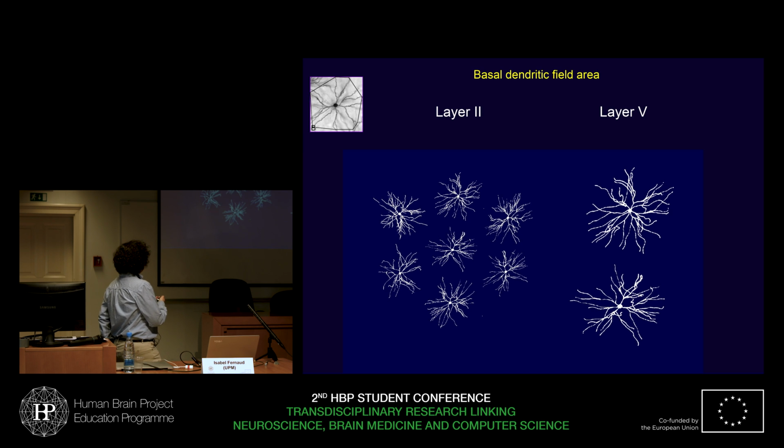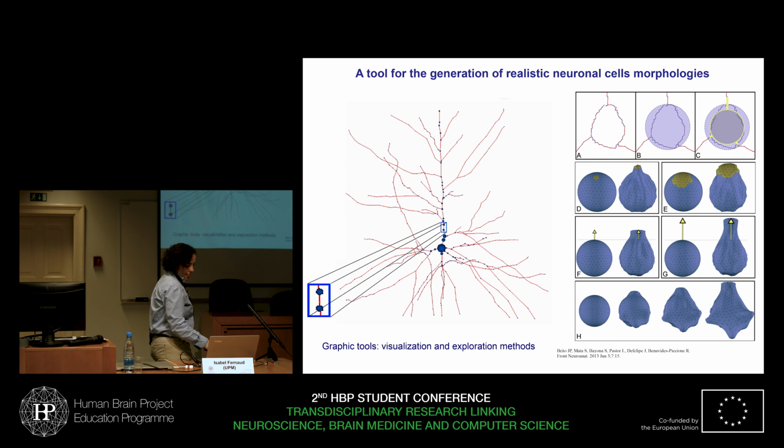Also, you can study the differences between layers, as I explained before. So if you compare layer 2 and layer 5, we can see that the area covered by the dendrites is very different, and this speaks about the different integration of the information, as you must remember that the dendrites are the main input for the neuron. These are the areas.